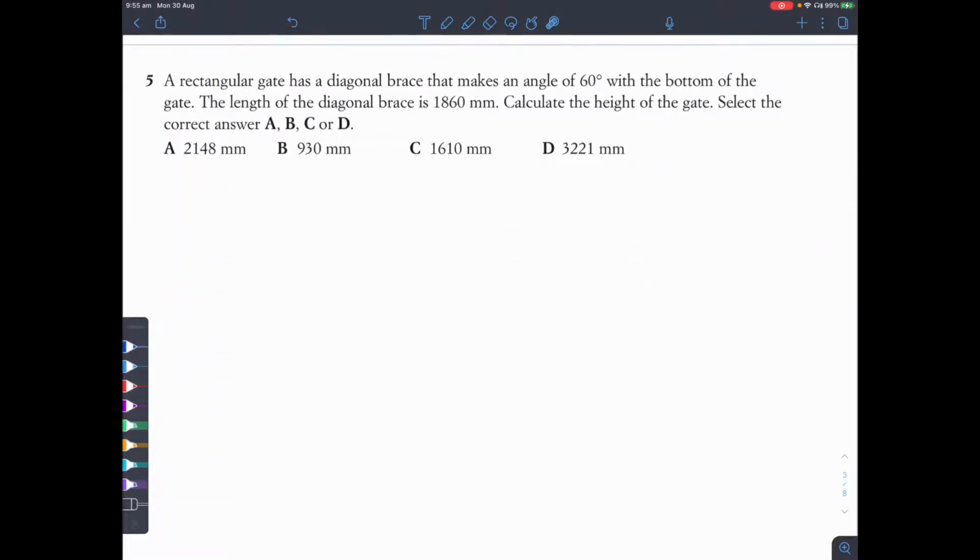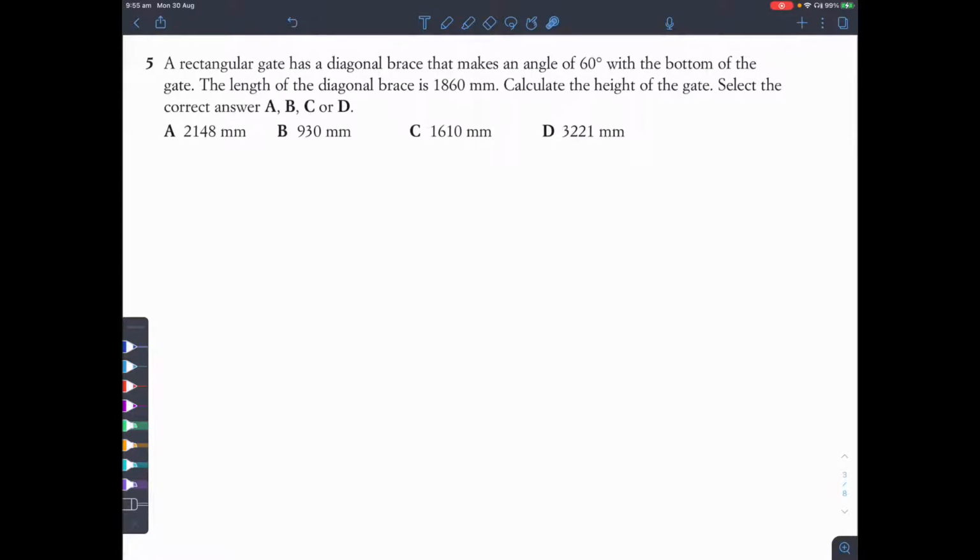Question 5 is our first question that doesn't have a diagram, so we're going to draw one. A rectangular gate in this case has a diagonal brace that makes an angle of 60 degrees with the bottom of the gate. The length of the diagonal brace is 1,860 millimeters. Find the height of the gate.